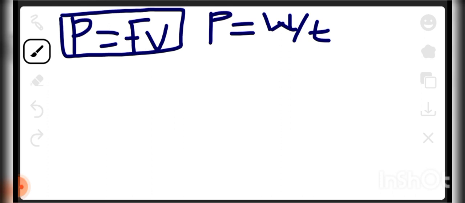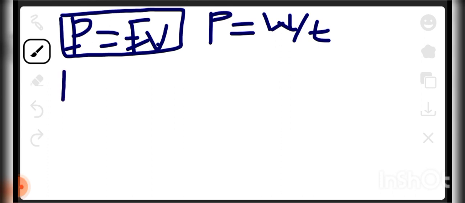Test for the validity of this equation. How are you going to test it? Using dimensional analysis. How will you do that? Already said it, just like example 1. Identify the terms. P is power, F is force, V is velocity. They say power is equal to the product of force and velocity. So what is the dimension for power?